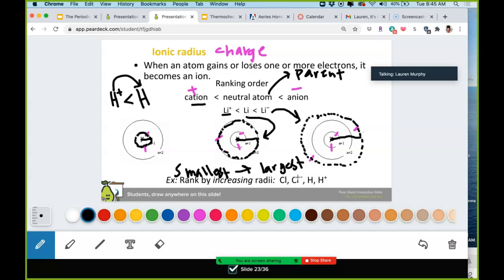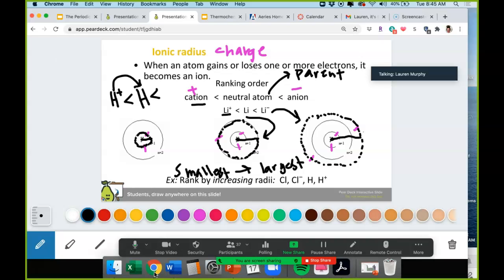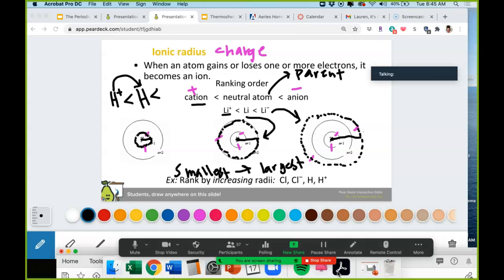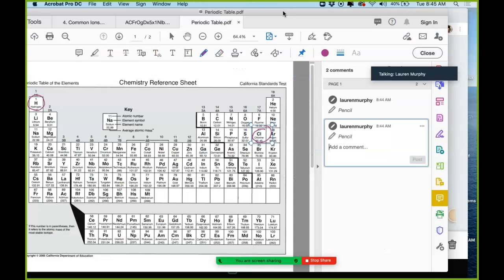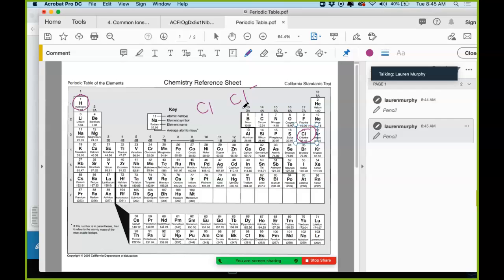So now chlorine and chloride. So chlorine is obviously next, but now which one? Who's smaller, the chlorine or the chloride, and why? Anybody want to answer or try to answer? So we've got chlorine. Chlorine, and then chlorine -1. So chlorine is smaller. Why do you think so, Nathan?